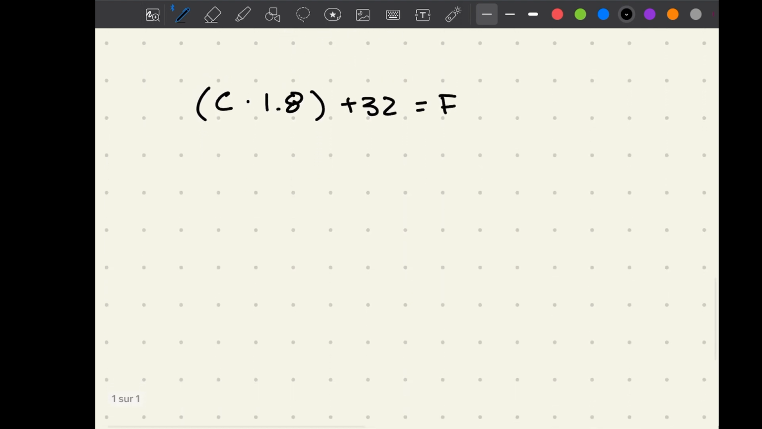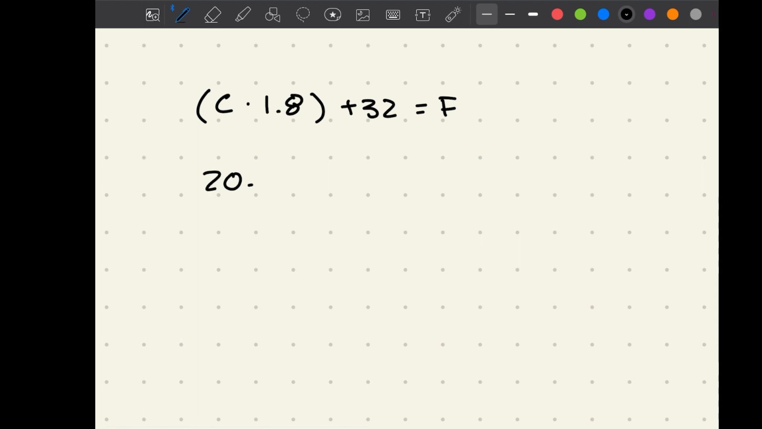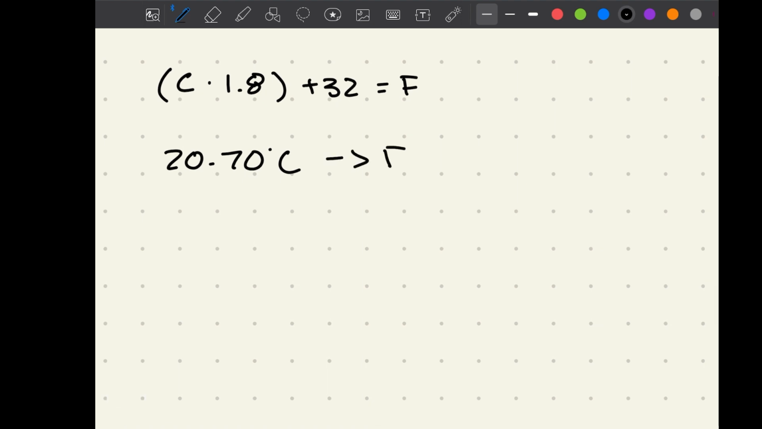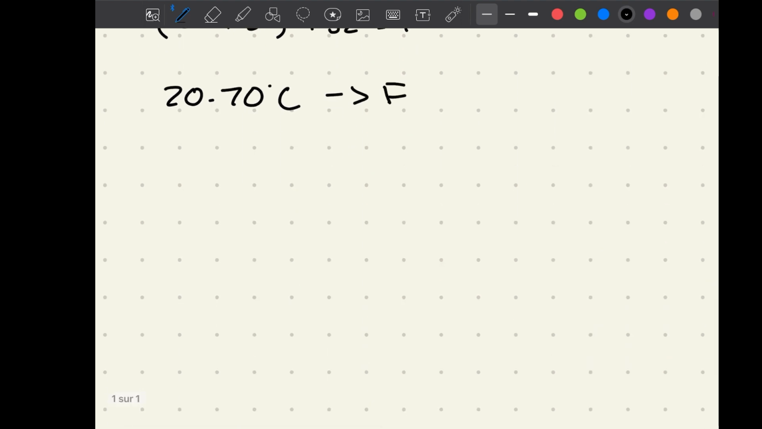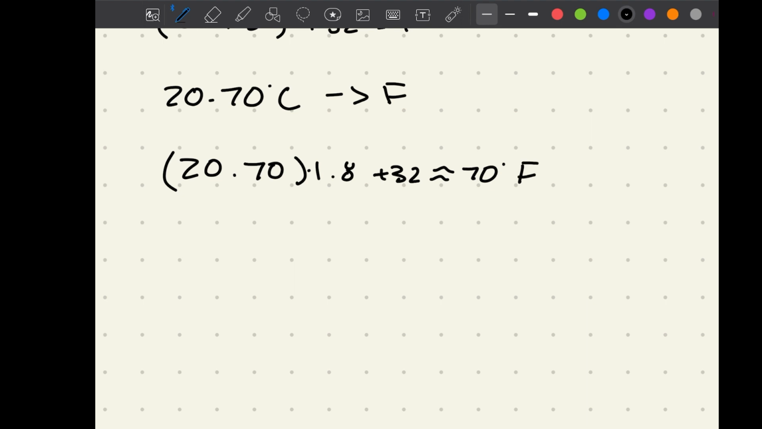So for this example, we have 20.70 degrees Celsius, and we want to convert this into Fahrenheit. The way we do this is we take the 20.70, multiply by 1.8, and add 32. Our answer, 20.70 times 1.8 plus 32, gives us about 70 degrees Fahrenheit. Let me just double check that's correct.